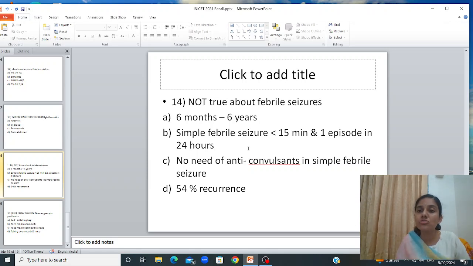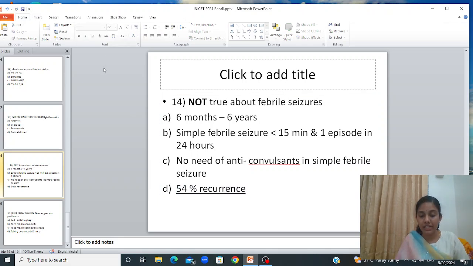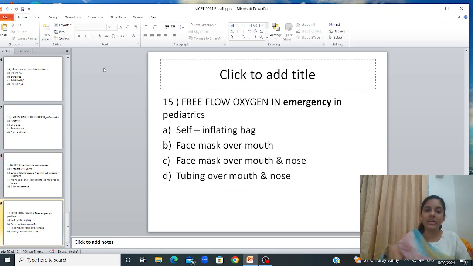But there is recurrence of around 54 percentage in febrile seizure. So they have asked the question as not true about your febrile seizure. Not true about your febrile seizure is that 54 percentage recurrence will not occur in a child with a febrile seizure. Going on to our next question.